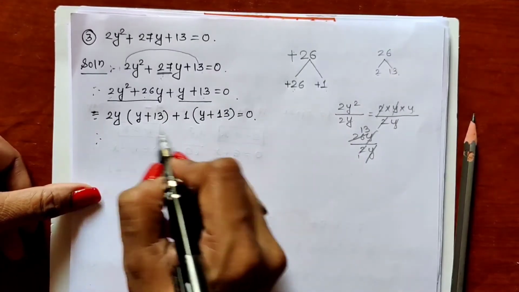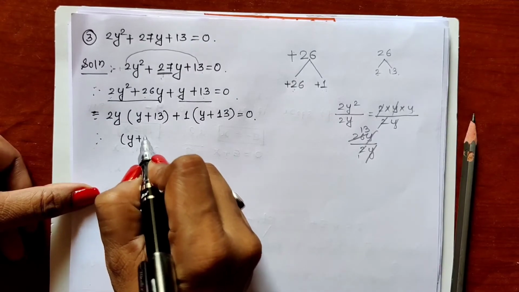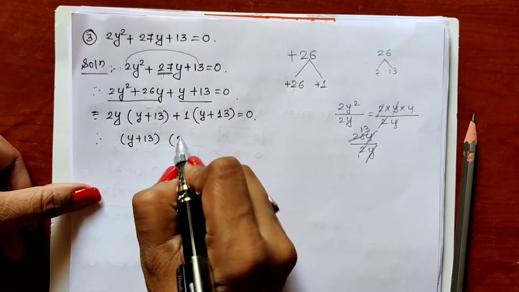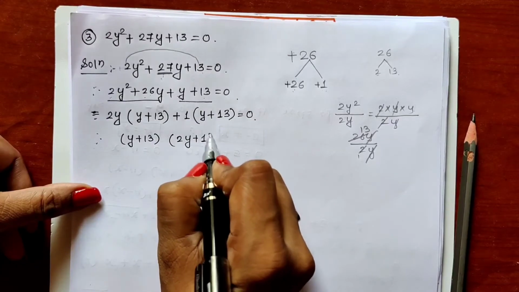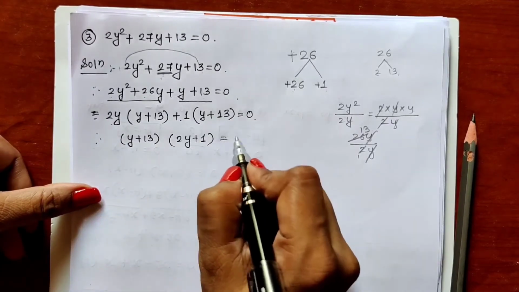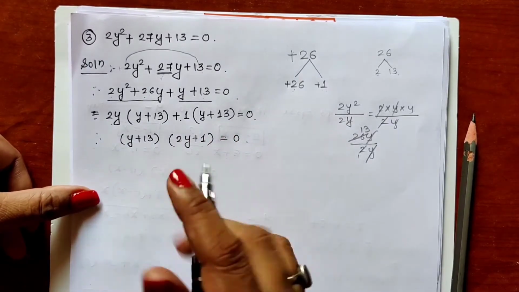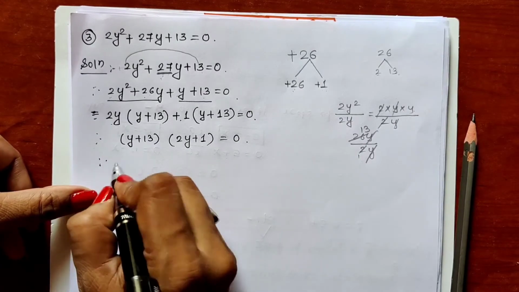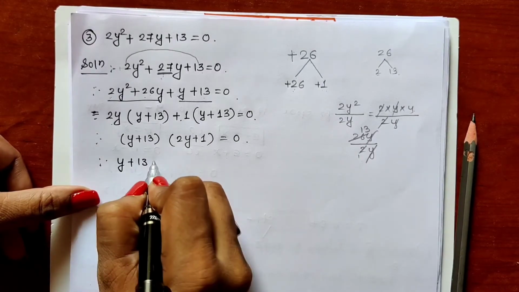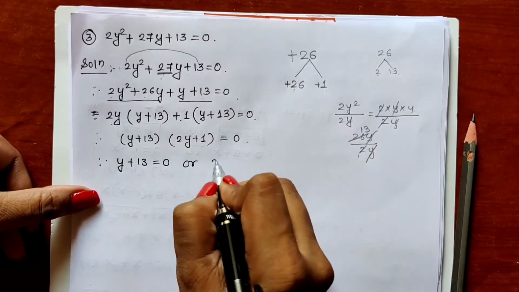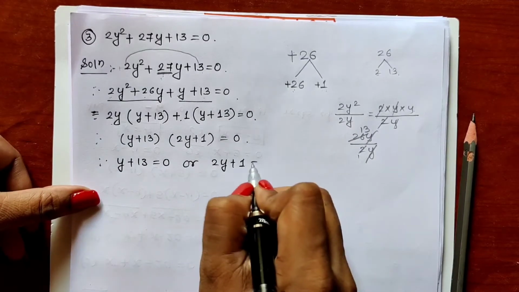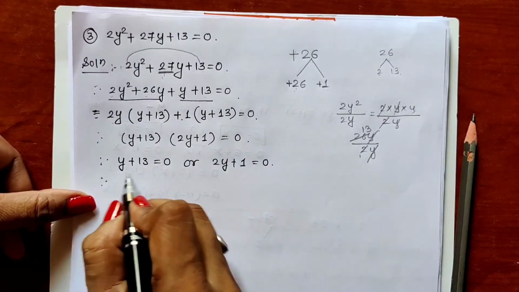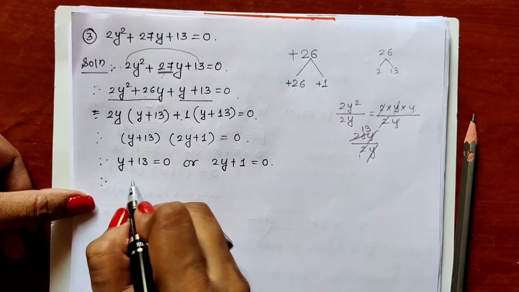So this bracket is common. We write this bracket one time, y plus 13. In the second bracket we can write 2y plus 1. This 2y plus 1 is equal to 0. So as we have got these two brackets, what can we write? Therefore y plus 13 is equal to 0, or 2y plus 1 is equal to 0. Now solve this. These are the two simple equations we can solve.